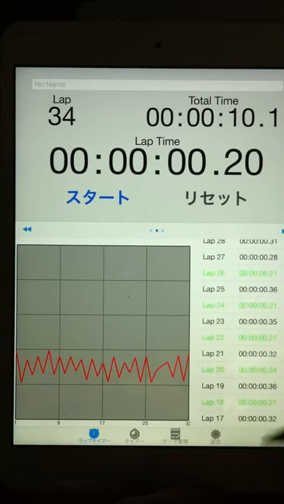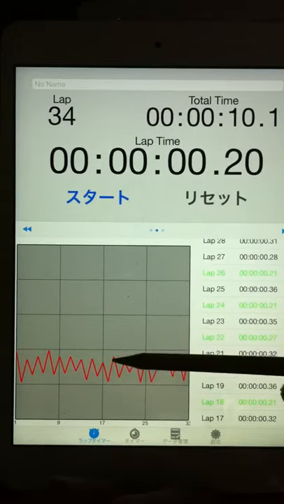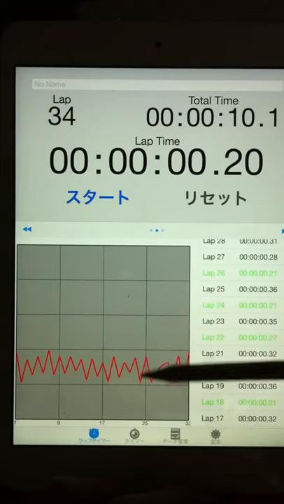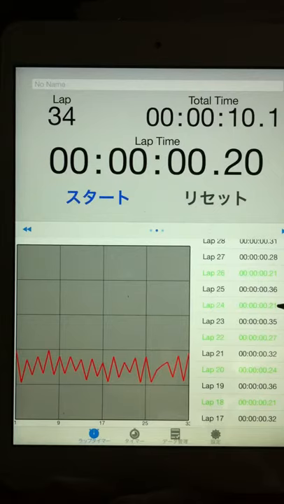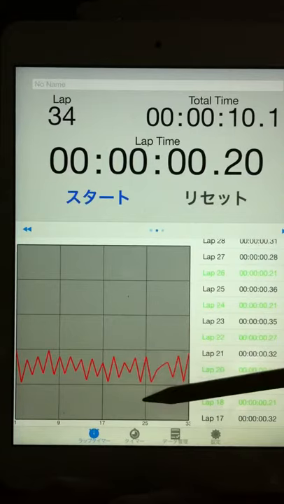Third bar is here. 1, 2. Difference is 12. 12 divided by 590 equal 20%. 1, 2, 3, 4. Difference is 14. 14 divided by 590 equal 24%.